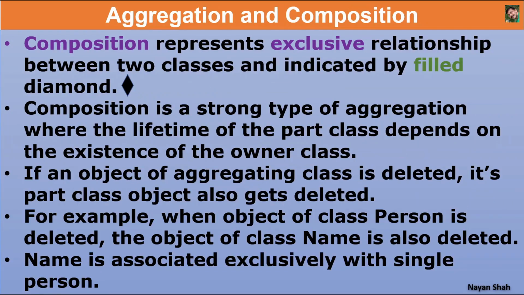So for example, when object of class person is deleted, the object of class name is also deleted. So name is associated exclusively with single person. So they have the bonding exclusive relationship, so that if name class is deleted, person class will also not exist, and if person class is deleted, name class, the part class, also gets deleted. So that is a strong aggregation, and a strong aggregation is called composition, represented by filled diamond symbol.